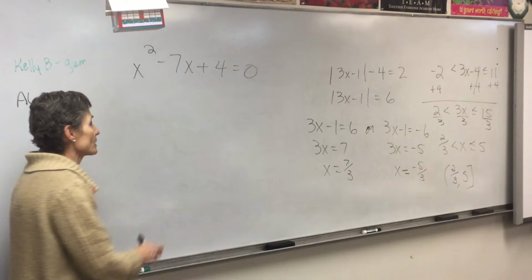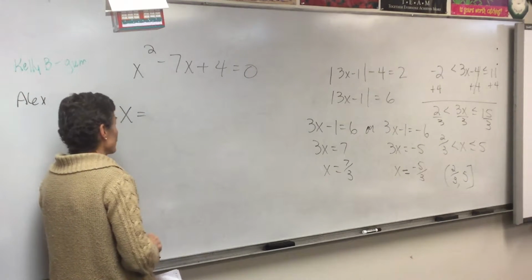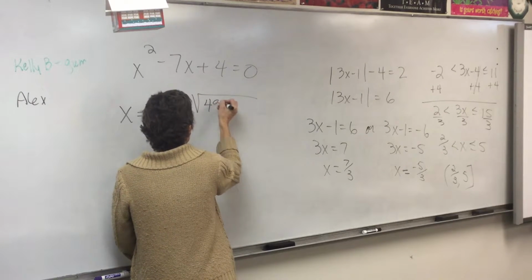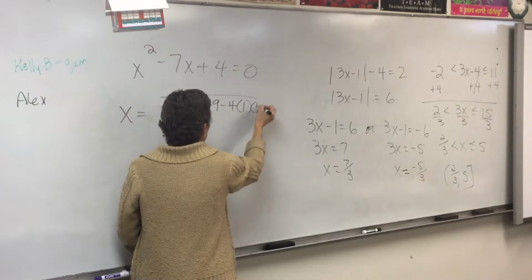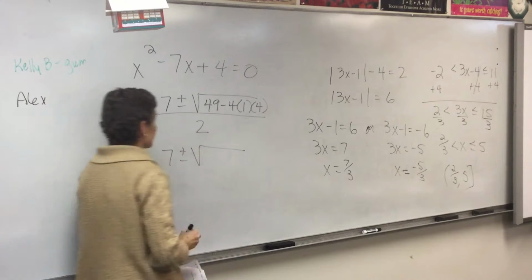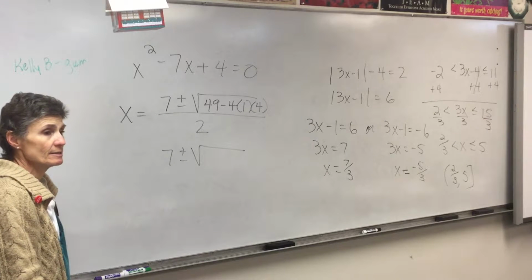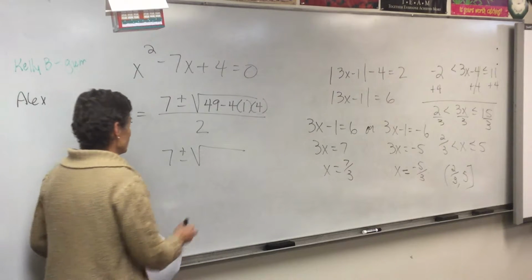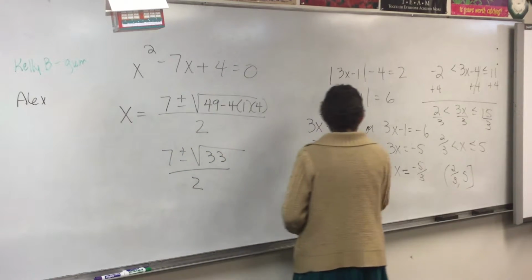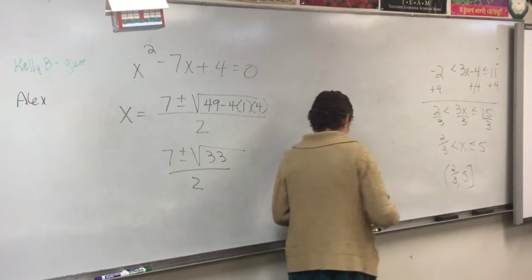It's the easiest thing. So x equals, you have to have this memorized. You should have had it memorized 3 years ago. Negative b plus or minus the square root of b squared minus 4ac all over 2a. So 49 minus 16 is 33. And there's your answer. Can't do anything with that, so we'll just stop. That's it. That was easy.